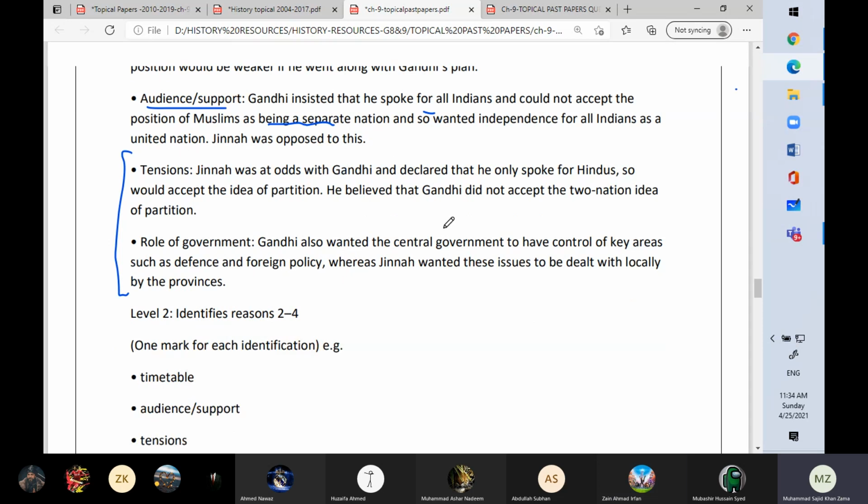Okay, Arya Priya. Tensions. Jinnah was at odds with Gandhi and declared that he only spoke for Hindus, so would accept the idea of partition. He believed that Gandhi did not accept the two nation idea of partition. Role of government. Gandhi also wanted the central government to have control of key areas such as defense and foreign policy, whereas Jinnah wanted these issues to be dealt with locally by the provinces.